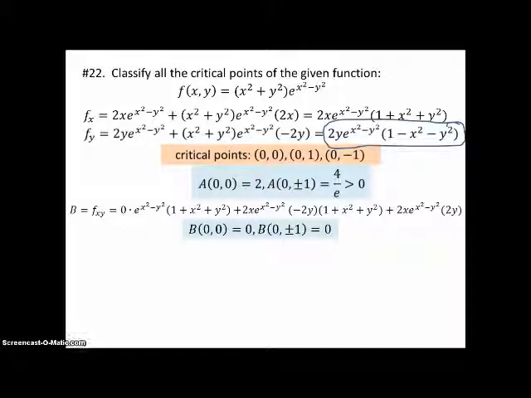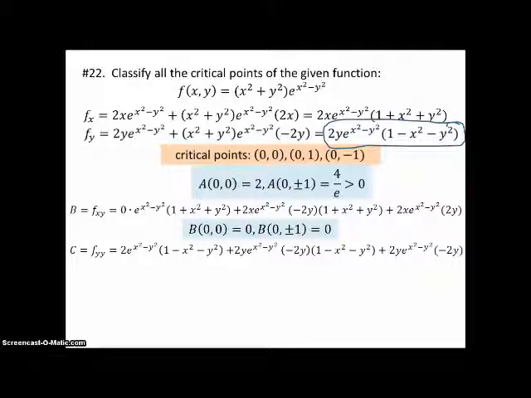Now, we need to do c, which is fyy. So I'm taking the derivative of that quantity that I circled there, again using the triple product rule, replacing each of the three factors with its respective derivative with respect to y, and then evaluating at 0, 0 we get 2. Then evaluating at the other 2 points, we get negative 4 over e.